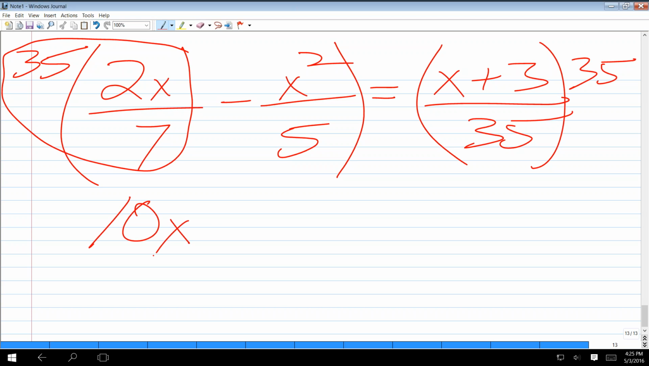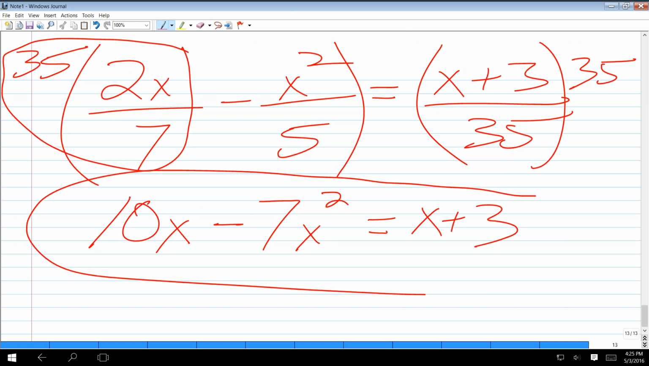Make sure you see that. Okay. What's this next term? What's 35 times this? That's going to be 7x squared. Correct? And then on the right side, what do I have? x plus 3. Now it's an easy problem. Now it's a simple quadratic.